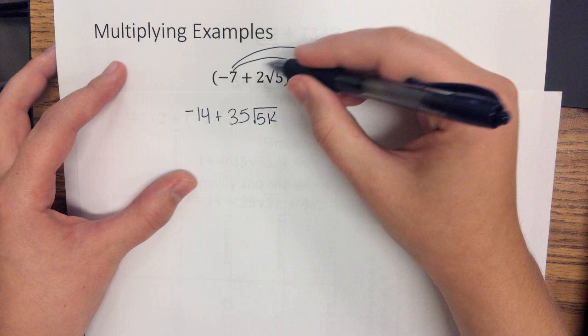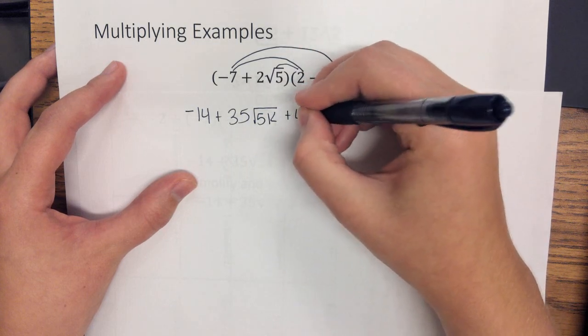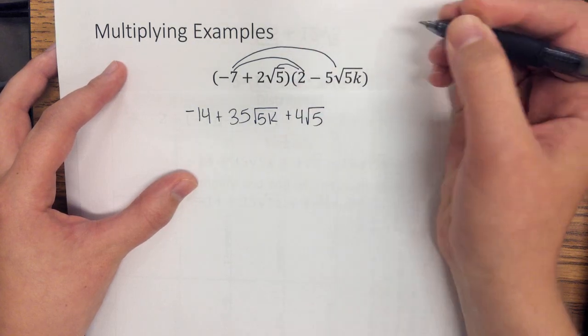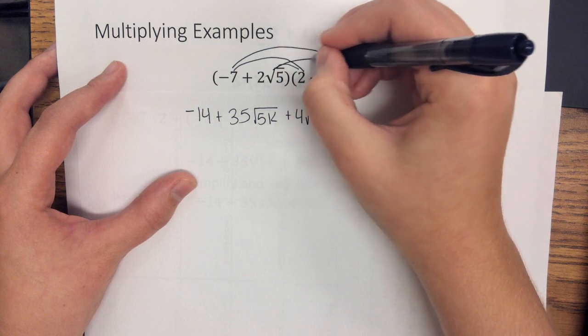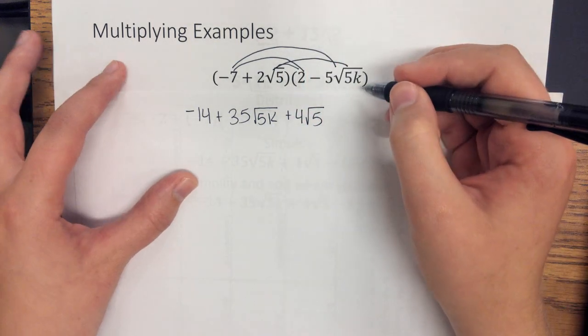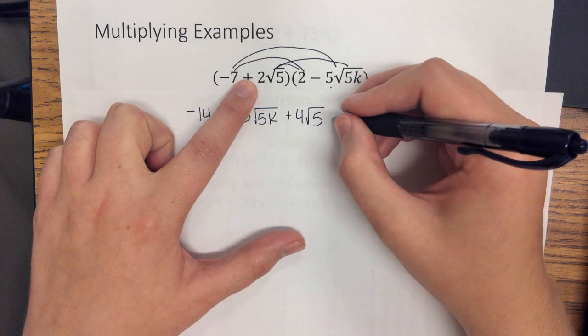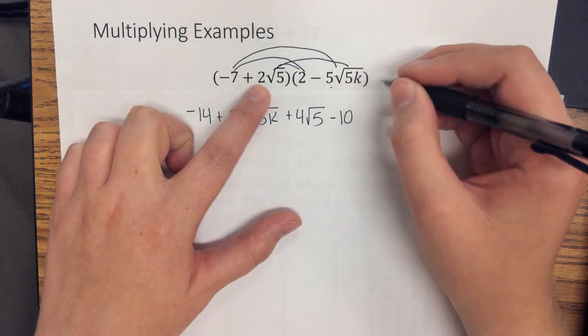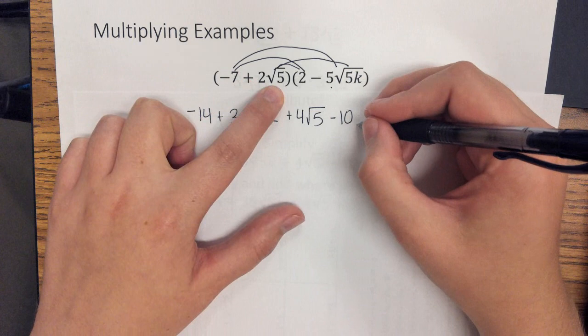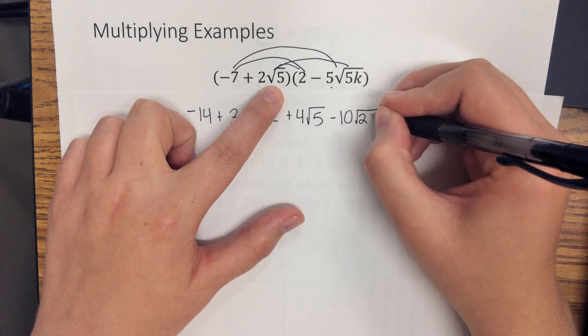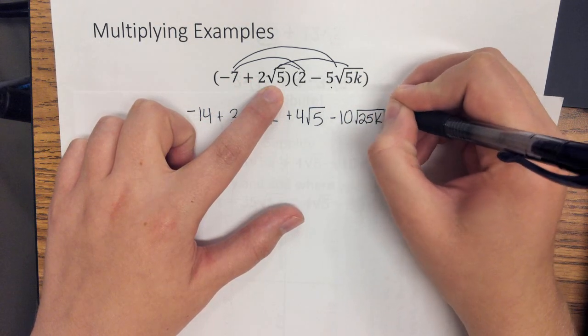2 square root of 5 times 2, well 2 times 2 is 4. Square root of 5 comes along. 2 square root of 5 times negative 5 square root of 5k. You multiply the 2 and the negative 5 because they're both on the outside for a minus 10. On the inside you multiply the 5 and the 5k for a 25k.